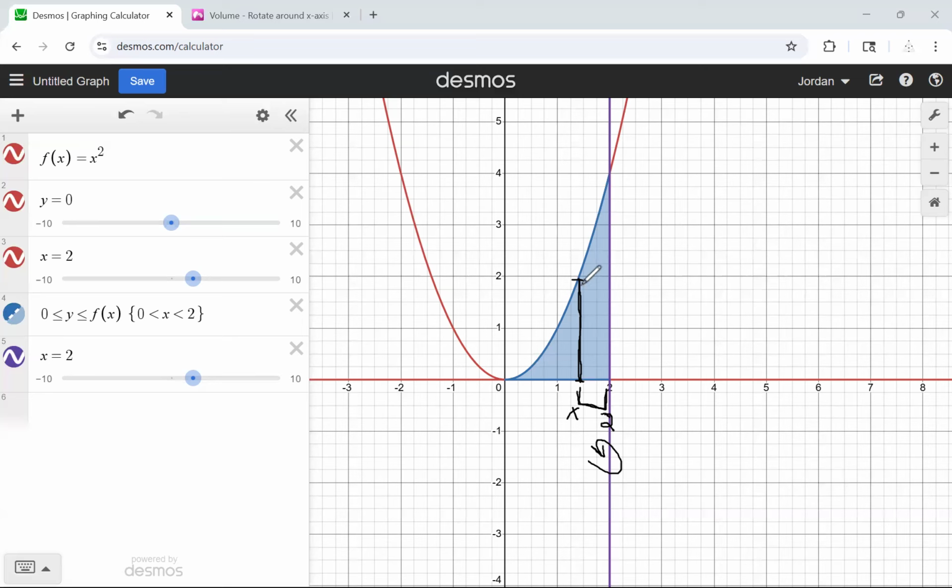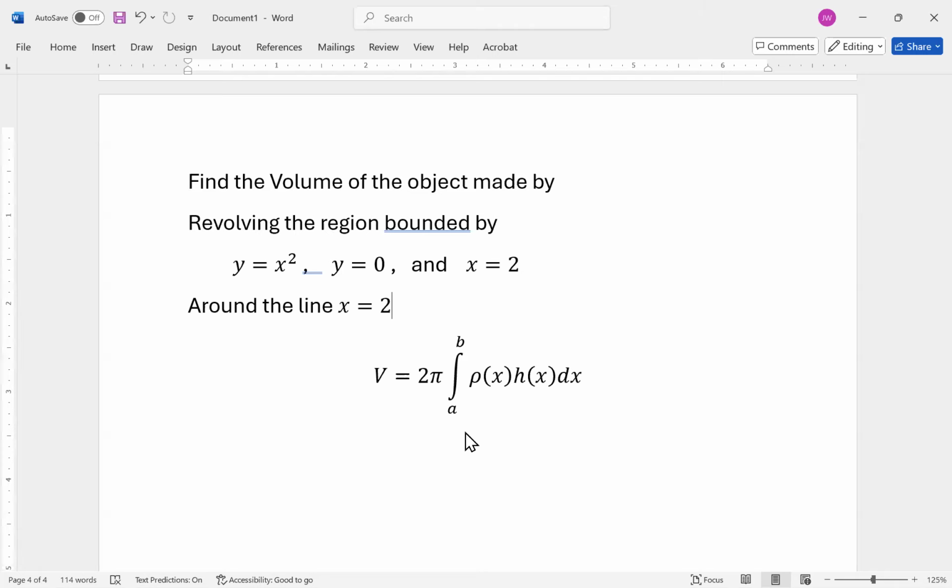Rectangle height, which is the height of the cylinder, is from the curve down to y equals 0. And then the radius is from 2 down to x. I'm rotating around a vertical line, so I'm going to be integrating with respect to x using the shell method. And then since I'm integrating with respect to x, my bounds on x go from 0 all the way up to 2. Let's set that up.